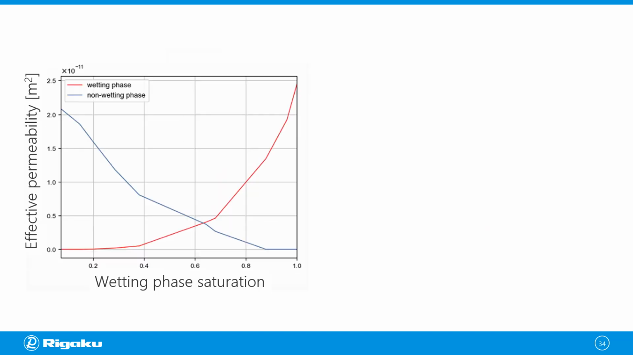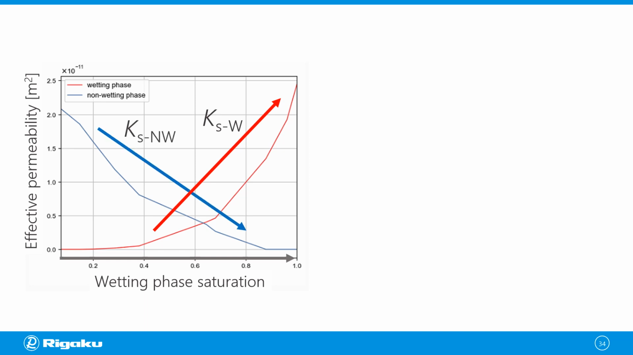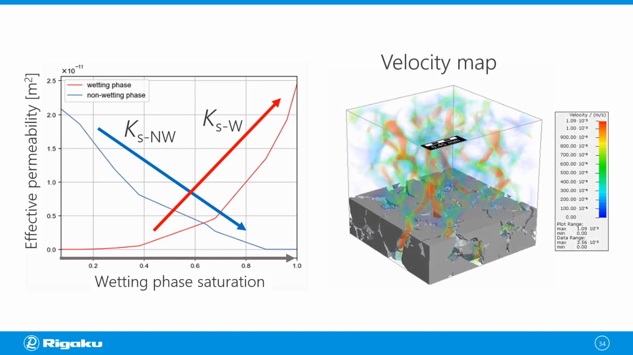Now we have two phases, wetting phase and non-wetting phase. So you can also calculate the effective permeability versus wetting phase saturation. So this is a wetting phase and this is a non-wetting phase. And you can calculate the relative permeability based on this. And just as we did with the absolute permeability calculation, you can map the velocity or the pressure.